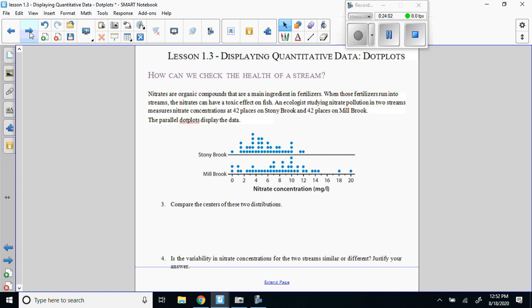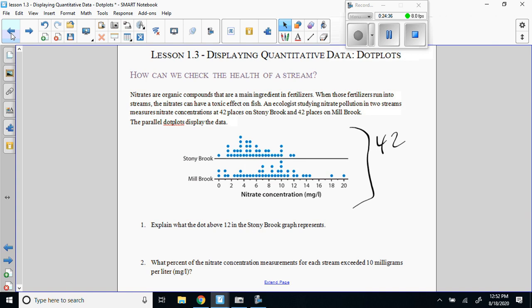Compare the centers. So I want you to take a stab at what you mean by centers. We talked about it could be what? The median, or it could be the mean. When you talk about centers, you could talk about those two: the middle data point or the middle of all the numbers. So that's what I want you to do. You need to answer all those: number 2, number 3, and number 4 we talked about, right?